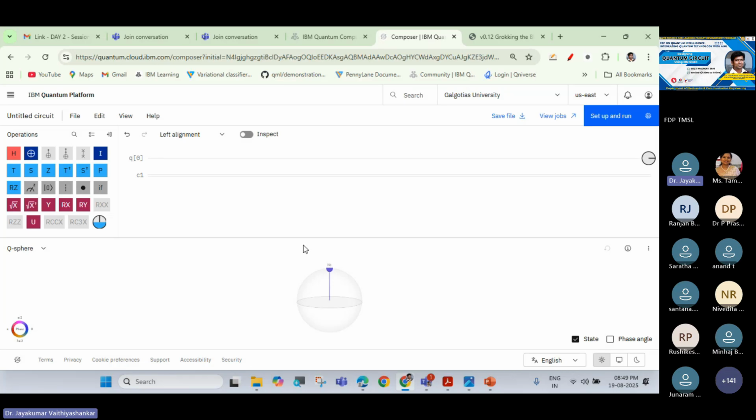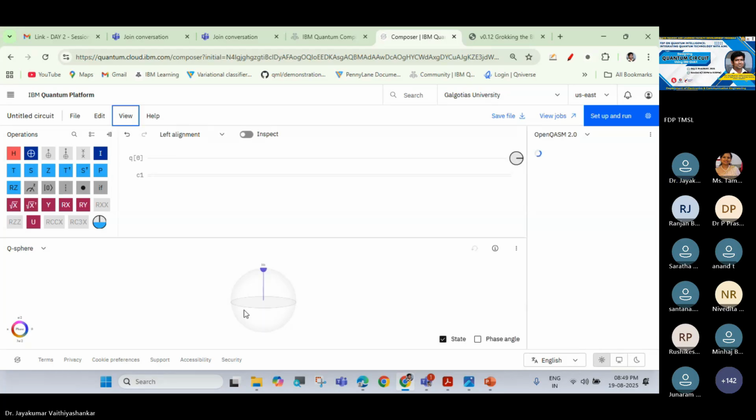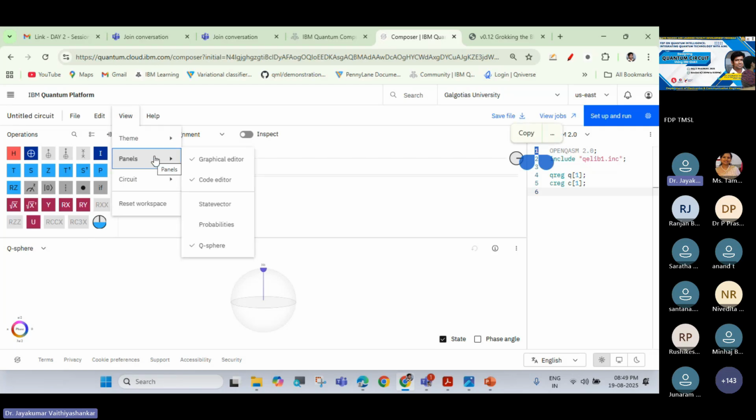Okay, so this is how you can understand all these gates one by one. If you want to see the code, you can go to view, go to panels, and enable code editor. So you can see the equivalent code in Qiskit. Why is it not coming? Okay, coming. Okay, what I will do, I will disable all.